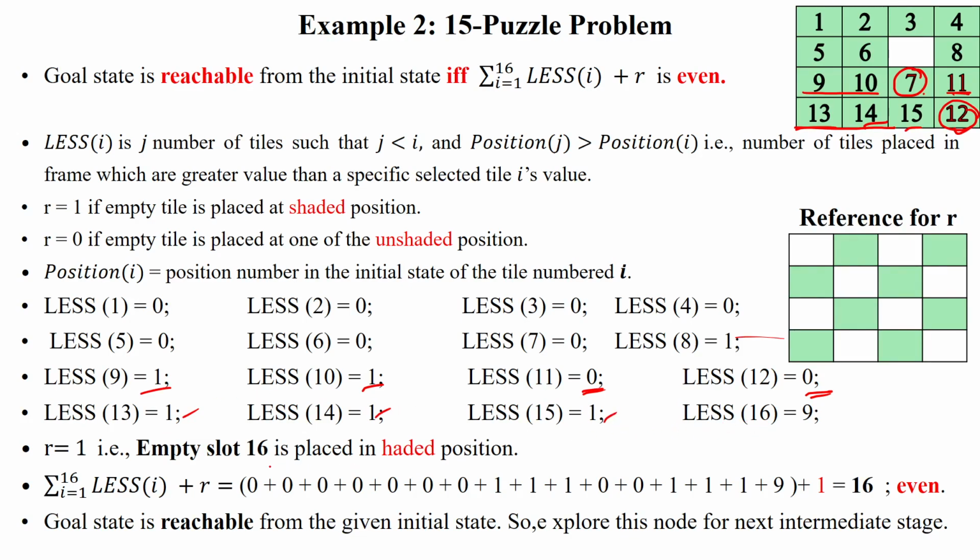Finally we have to find out whether the empty slot position is a shaded position or an unshaded position, which is a shaded position, so R equals 1. We have to substitute all the less of those tiles. When you substitute, you get 16, which is an even number, so this initial state leads to reaching the goal state. So you can explore this node to reach the goal state further.